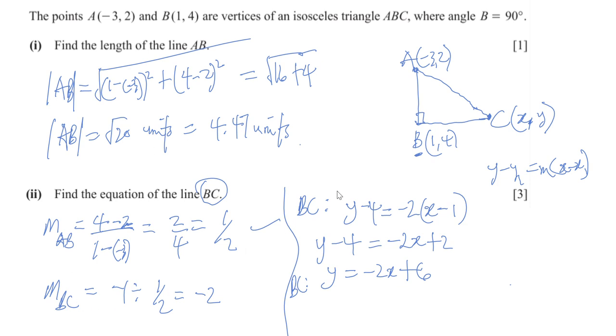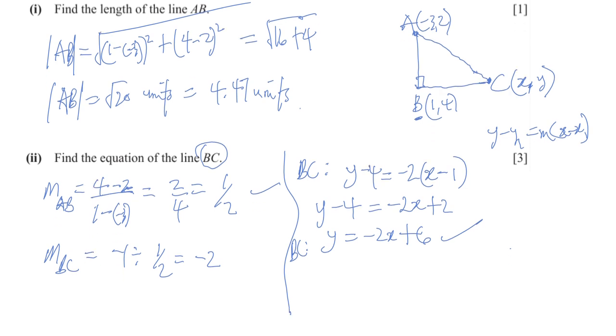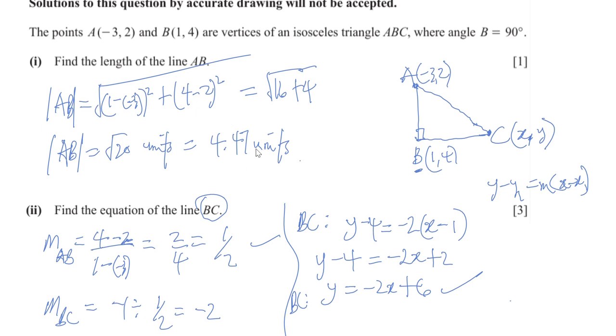We know the equation of line BC, but the equation of line AC is not known, and it's difficult to get the equation of AC because the gradient of AC is not known. So let's think of some other way to solve.